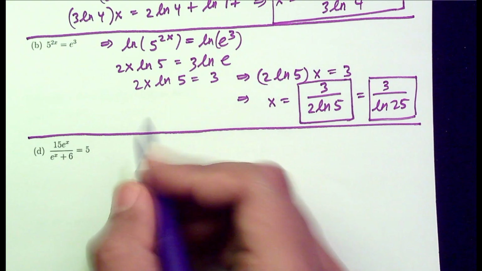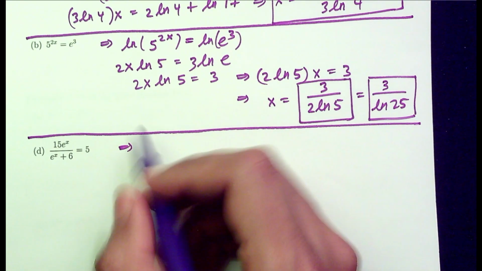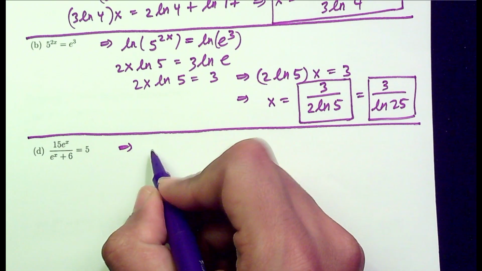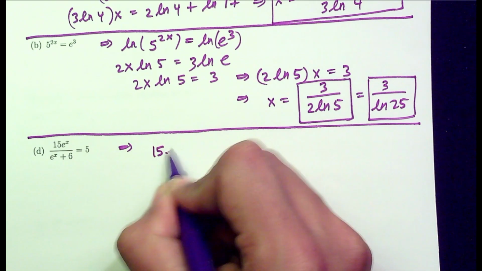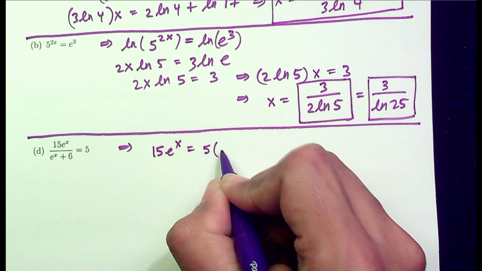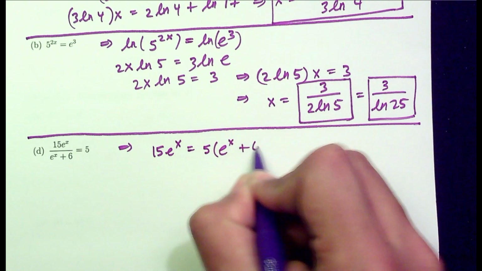Either way, whether you cross multiply or you multiply both sides by the denominator, you're going to get 15 e to the x equals 5 times e to the x plus 6.